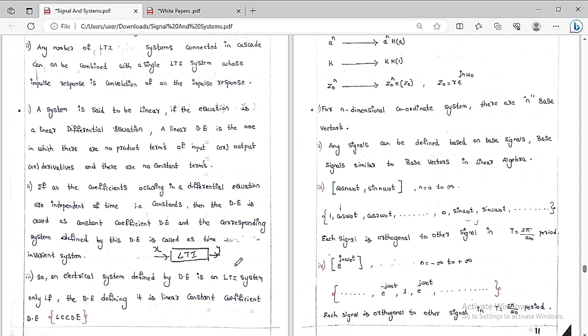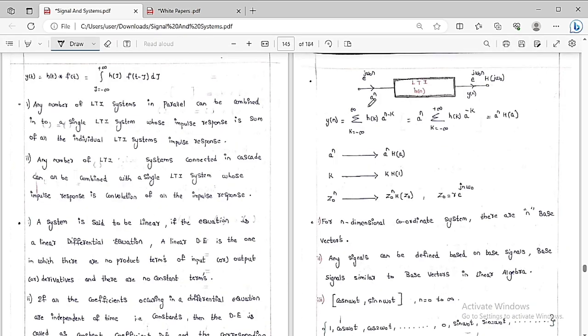So finally I can say for an LTI system, the input is x and output is y. Definitely there is some differential equation which is going to have some relation between the input and output. This differential equation should always be a linear constant coefficient differential equation. Linear means there should be no product terms of input, no product terms of output, no product terms of derivative, and no constant terms. Then we can say it is linear. And also the coefficients of the differential equation must be constant.